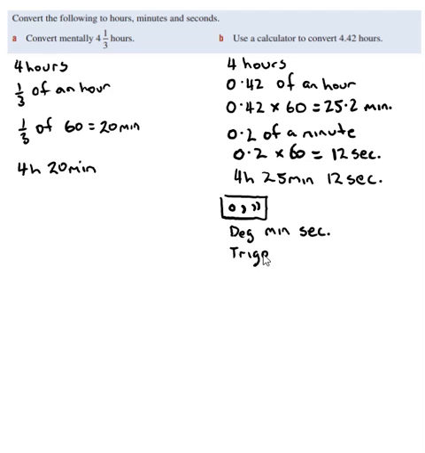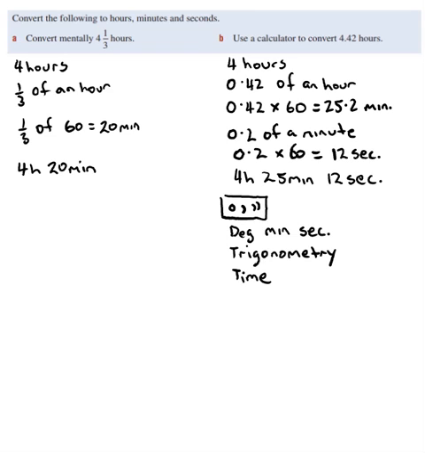We use that a lot in a type of maths called trigonometry. We're not going to worry about trigonometry for the moment, because you'll learn that in year 9 or maybe 10. But it can also be used for time. Let me show you how.